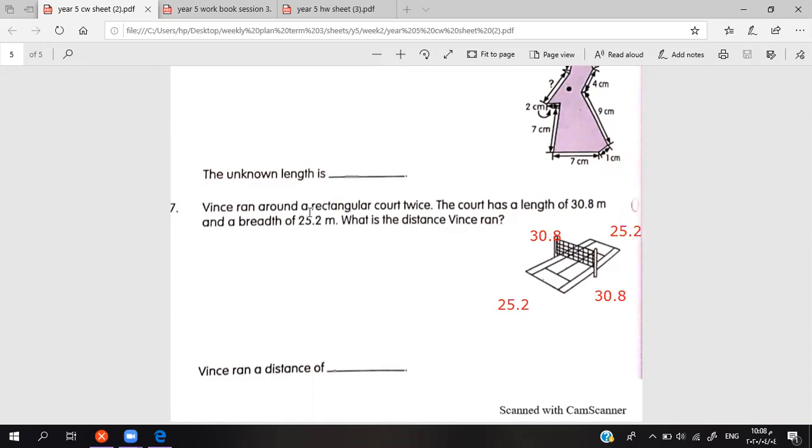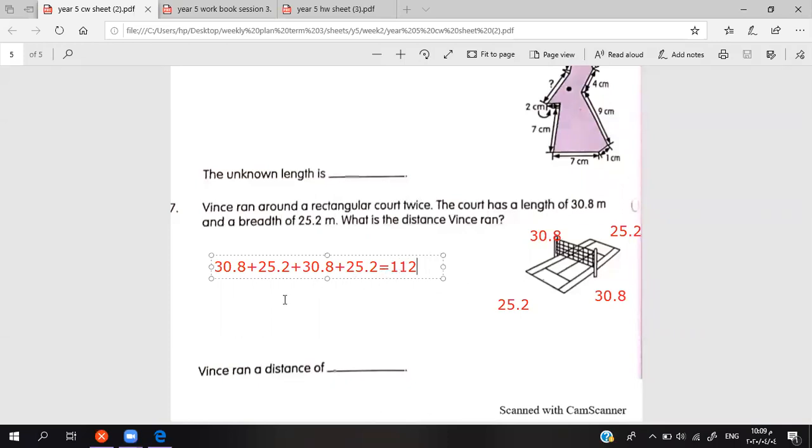Don't forget that he ran twice. After I get the perimeter, I must multiply it by 2. So my perimeter is 30.8 plus 25.2 plus 30.8 plus 25.2, which is going to give me 112.